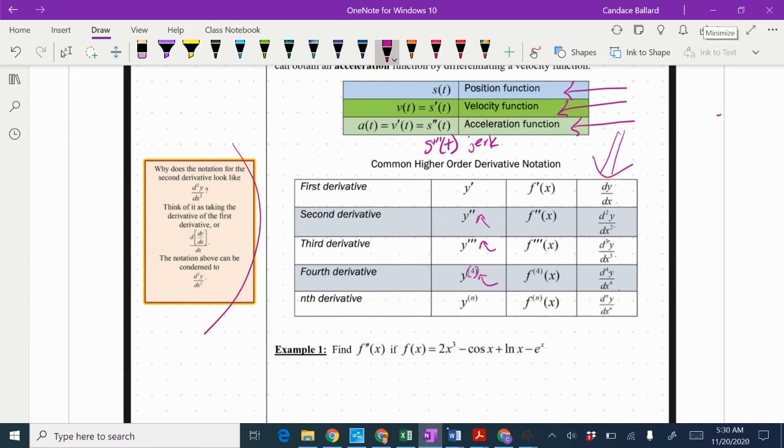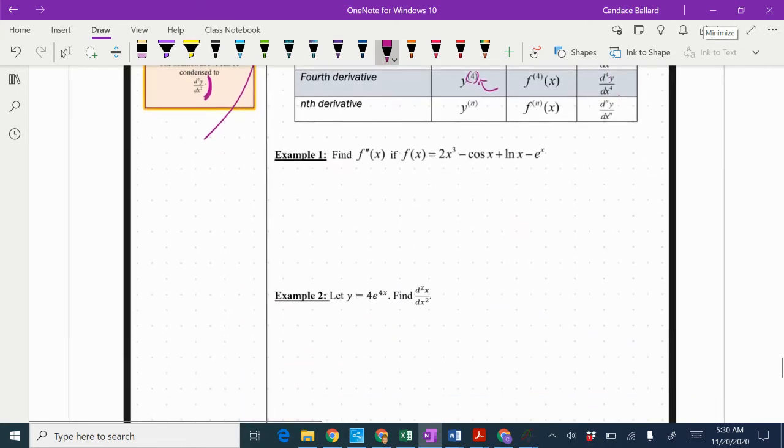So why does the second derivative notation look like d squared y over dx squared? You have to think of that as taking the first derivative, then taking the derivative of the first derivative, which we would write as d over dx of dy dx. And then when you multiply that out, you end up with d squared y over dx squared. All right, so let's try a few of these.